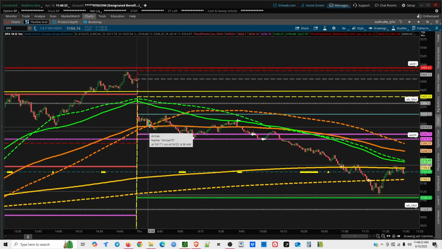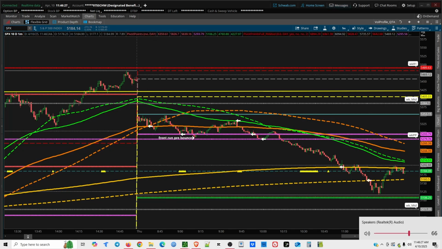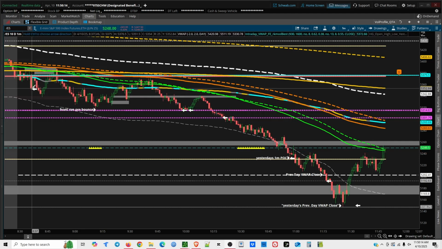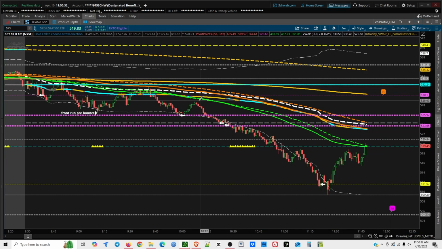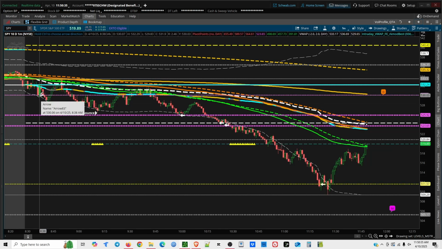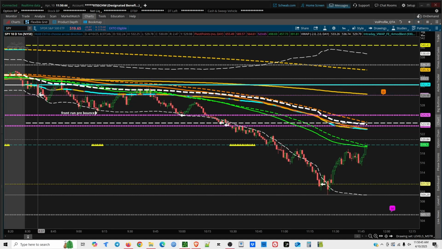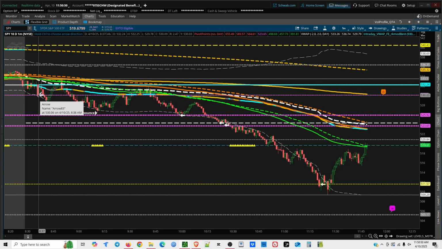Now, let's take a look at what it looked like on ES at the exact same time. So actually, on ES, there was nothing on that candle that gave you any indication that there would be a bounce there. But the support for the trade came on SPY, which was a pivot point line right at that spot. So there was confirmation on SPX and SPY, and that's why I took a chance on that first ES trade.